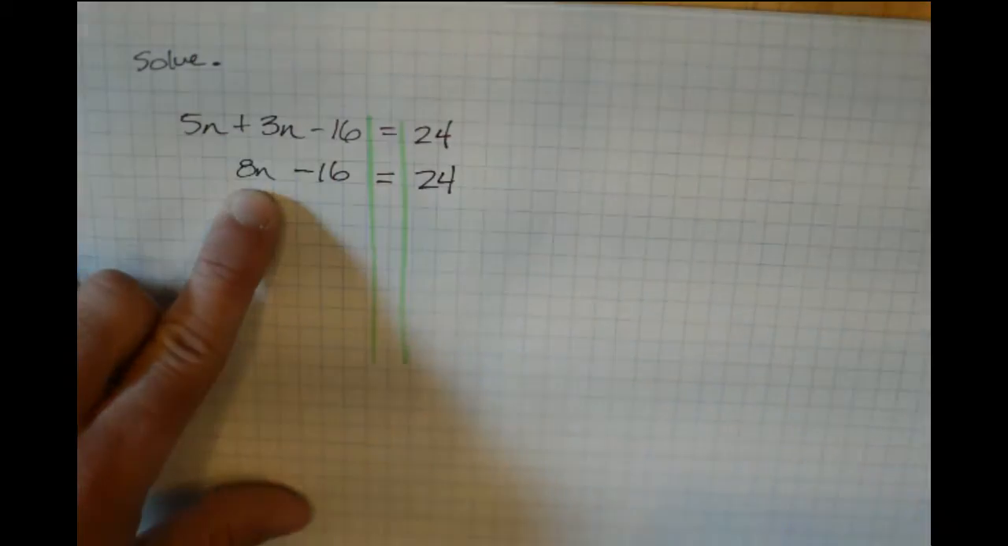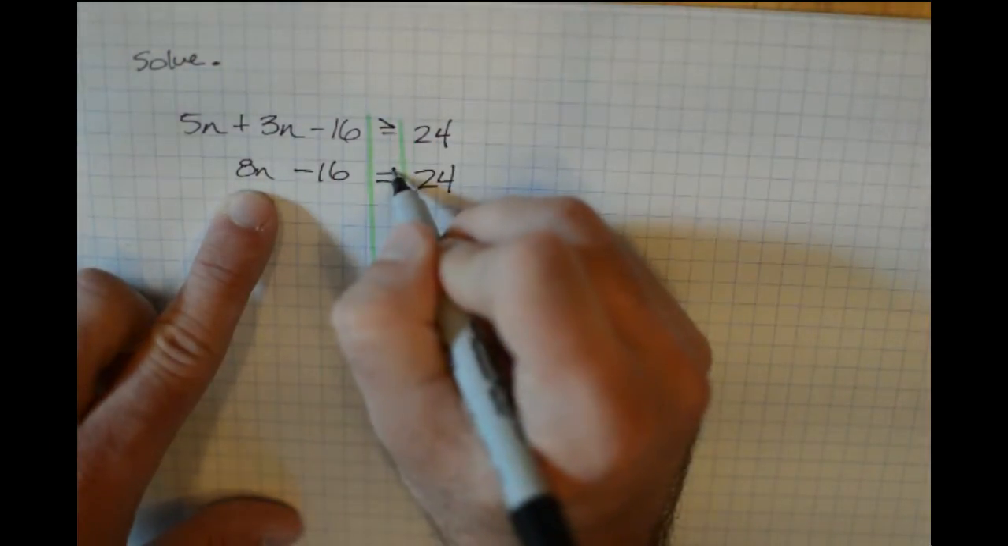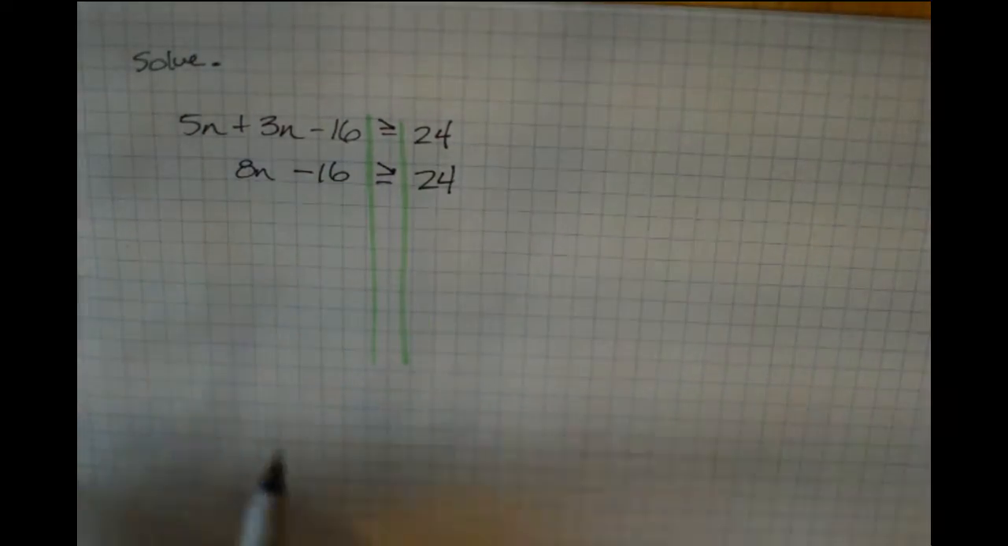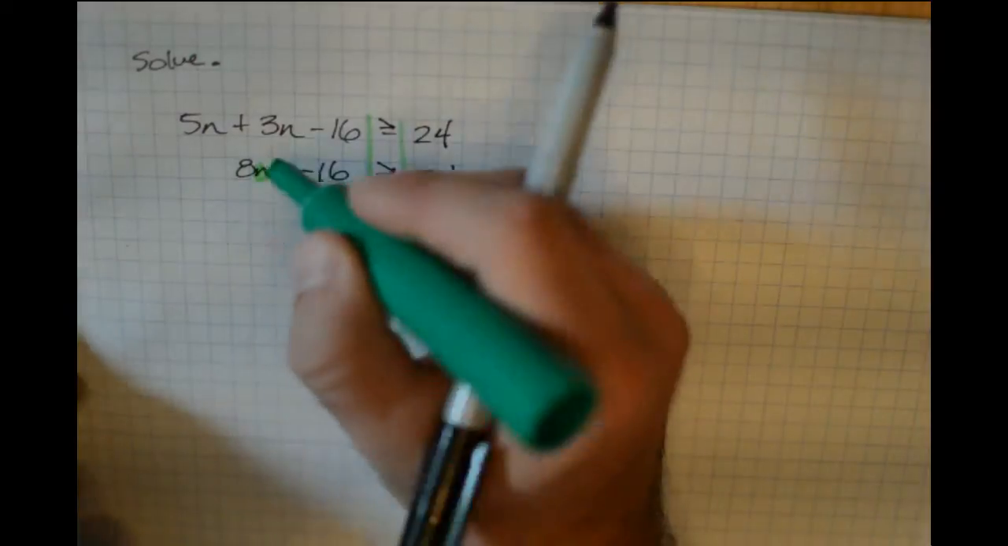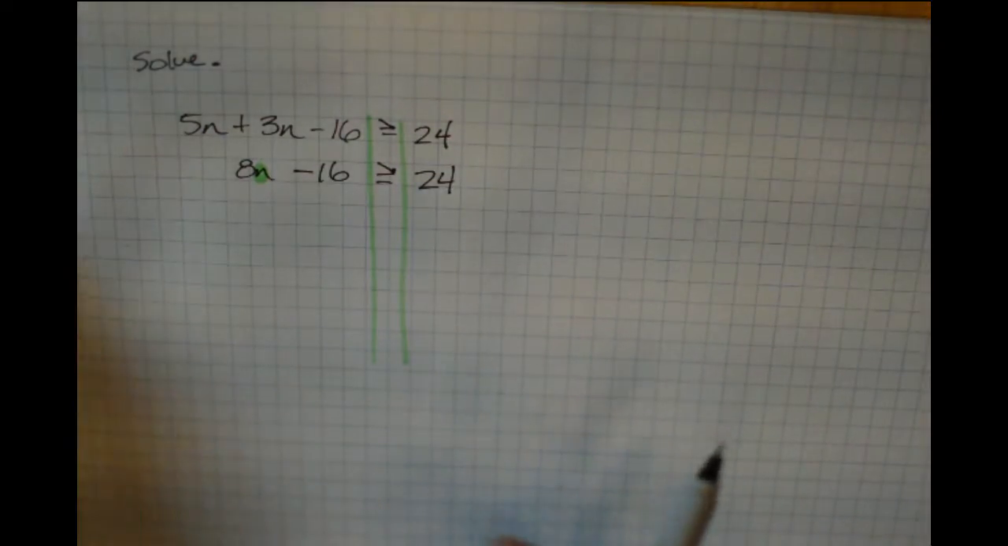Equals 24. I said we were going to do an inequality. Let's make that a greater than or equal to. Okay, there we go. Now I want to get this n all by itself on the left side. So I've got that 8, I've got that 16. Go ahead and divide first.